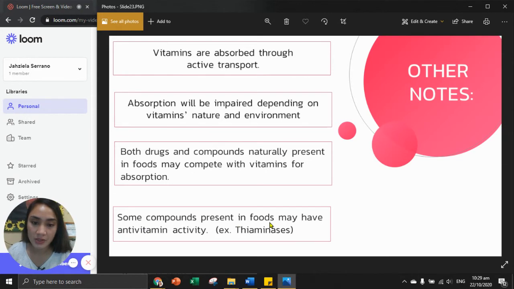Next is some compounds present in foods may have anti-vitamin activity. So karamihan ng pagkain have thiaminases. So thiamine, no, if you look into your chart, ang thiamine ba is vitamin 1. So if I'm not mistaken, no, thiamine. So, ayun, no? So, mayroong thiaminases. So, ibig sabihin yung vitamin 1 could also be displaced.